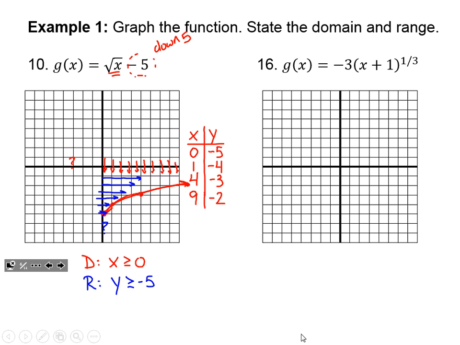For number 16, here we've got negative 3 times x plus 1 to the 1/3 power. I'm just going to rewrite that. This g of x is like negative 3 times the cubed root of x plus 1. It just more clearly shows me what root is acting on this function. So I know I've got a cubed root function. Let's make an xy table.